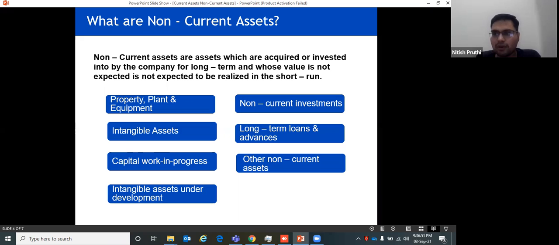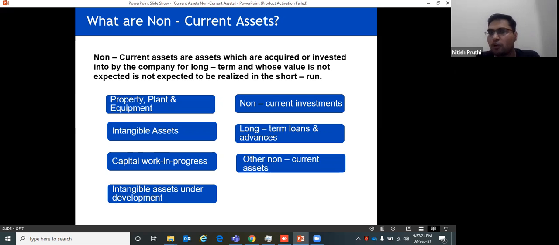So maybe a building under progress, or getting any sophisticated machinery designed specifically and assembled for you. That is also capital work in progress. Now, similar to this, capital work in progress is linked to property, plant, and equipment. The next component, intangible assets under development, is linked to intangible assets. As I mentioned in capital work in progress, where the building or the plant is under development, similarly, an intangible asset can be under development.